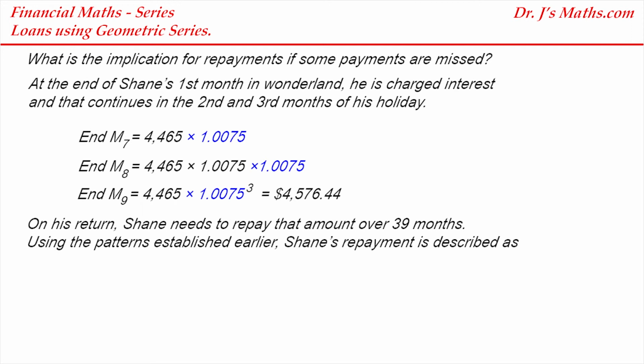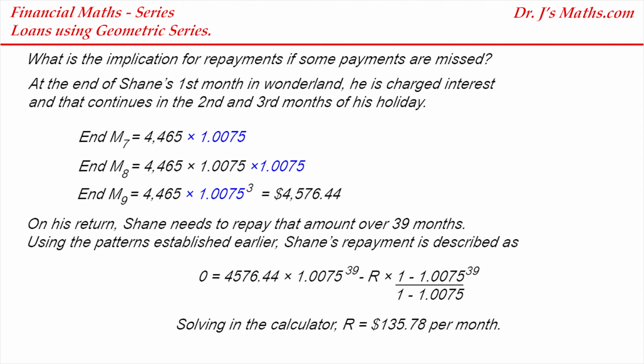Using the patterns established earlier, Shane's repayment is described as 0, because that's the balance he's going to have at the end of 4 years, is equal to the new balance, 4576.44, times the interest at 9%, which is 1.0075 for a month for the 39 months, minus the R, the repayment, times the sum of 39 of interest there. So put that in your calculator. R turns out to be $135.78 per month. So it's gone up a little bit, but not too bad for Shane.